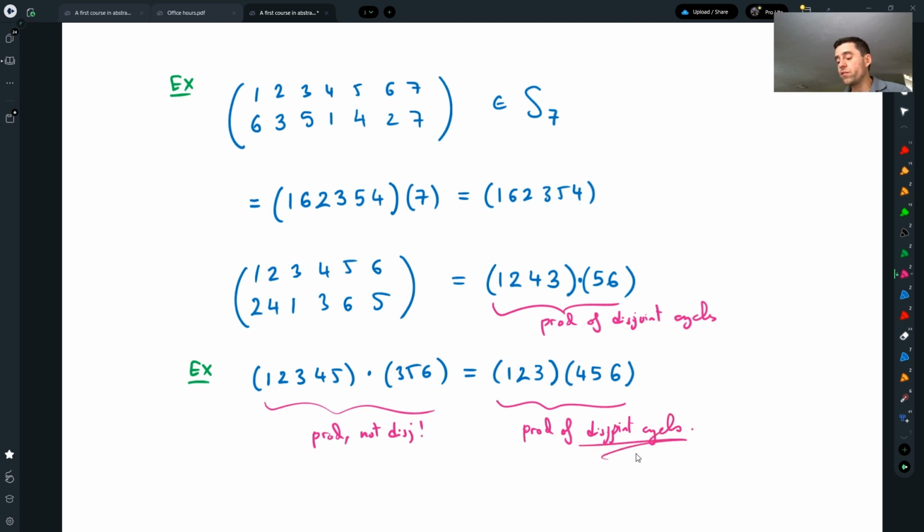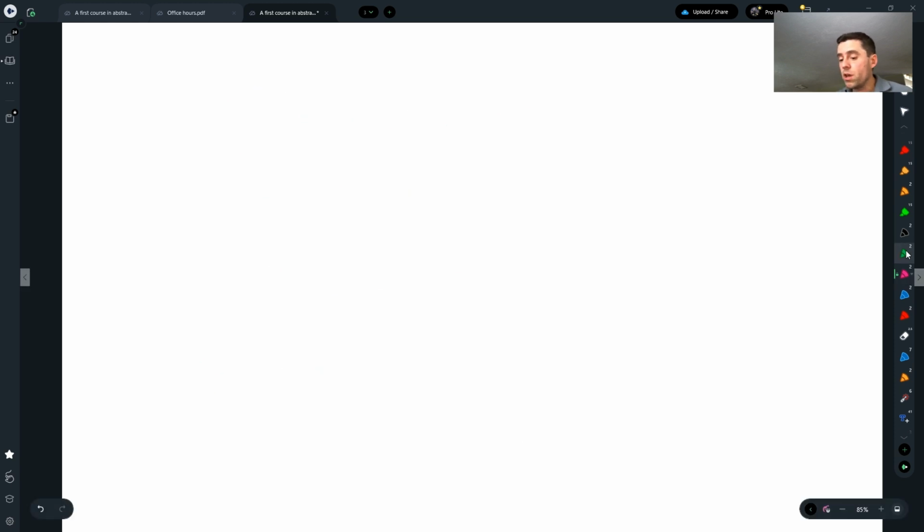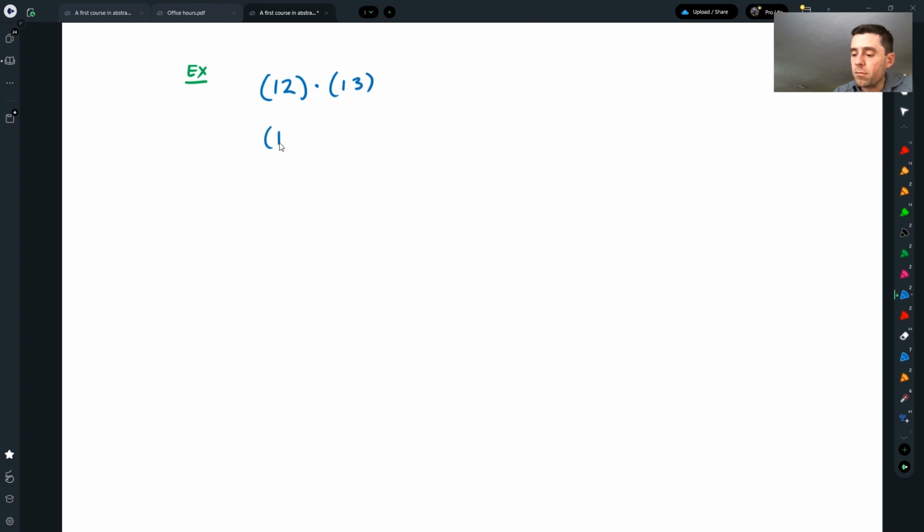And products of disjoint cycles are great because those commute. We're actually going to show in a moment that those commute, but let me show you that products of cycles that are not disjoint do not commute and make things more difficult to work with. So let's see that the product of two cycles, I'm going to multiply them in two ways, do not commute. So what is this product?